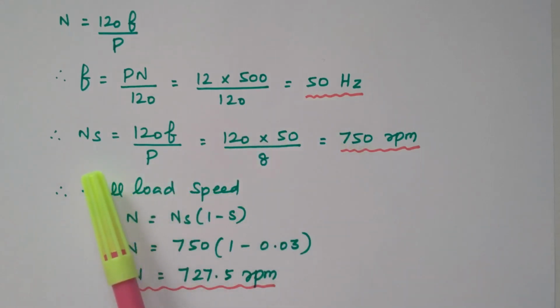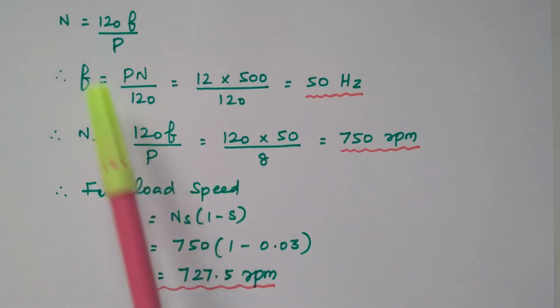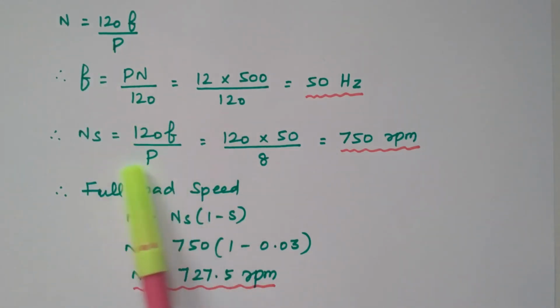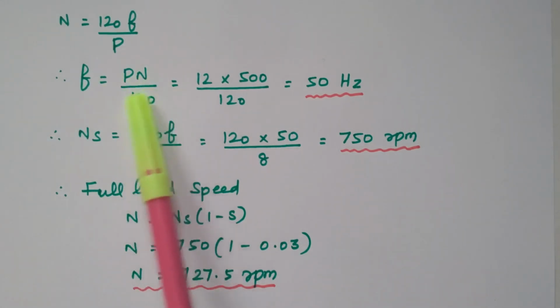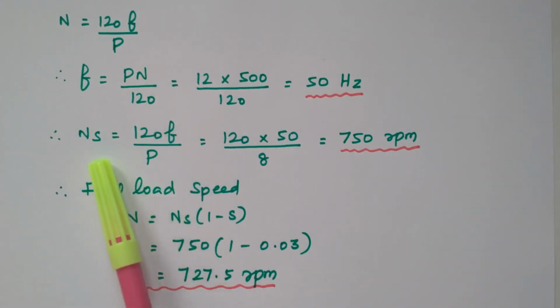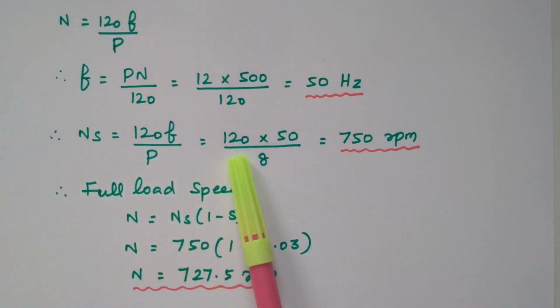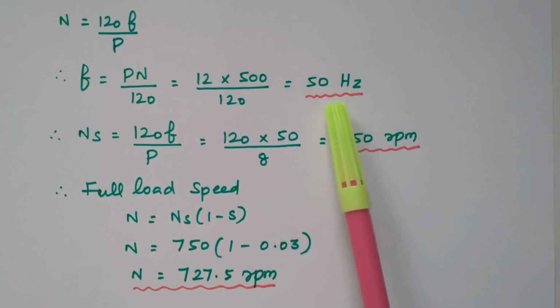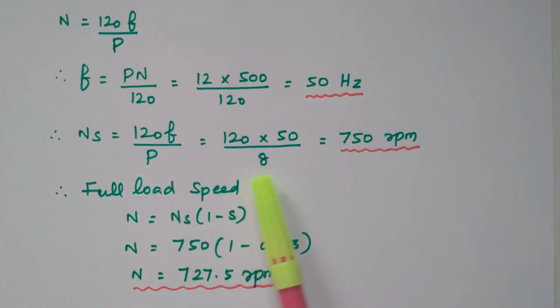Now we can find the synchronous speed, Ns. Our final aim is to find the full load speed. Before that we will find the synchronous speed. Ns equal to 120 f by P, same formula, but this one refers to the induction motor. The earlier one referred to the alternator. Now this one refers to the induction motor. So Ns equal to 120 f by P, that is 120 into frequency. The frequency we just calculated is 50 Hz, divided by number of poles, which is 8 for the 3-phase induction motor. By simplifying this, we got 750 rpm. The synchronous speed of the induction motor is 750 rpm.